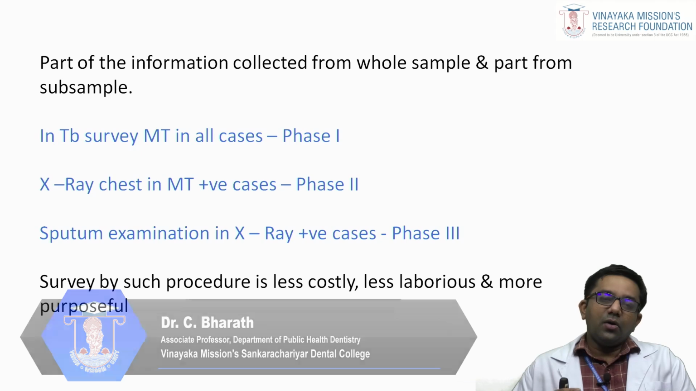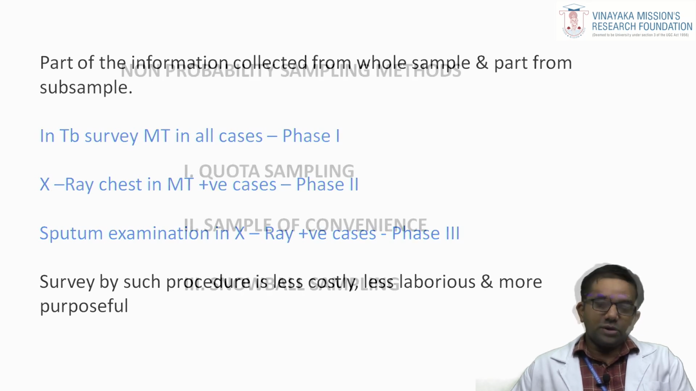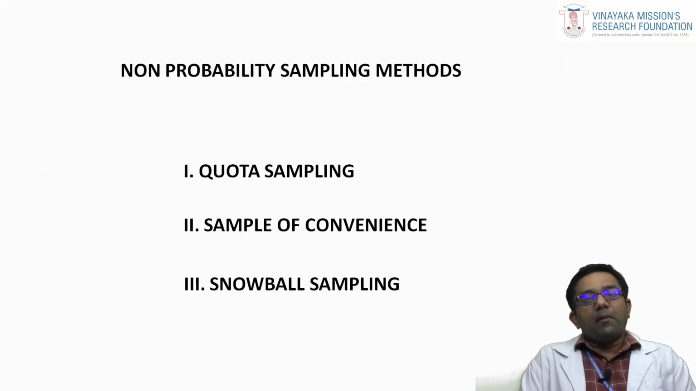So, that is you carried out the particular sampling at different phases, that is why it is known as a multi-phase sampling. So, in the first phase you select the population, and then perform a chest X-ray in the second phase. In the third phase you conduct sputum examination. So, that means you go for different phases, that is why it is known as a multi-phase sampling procedure. Okay, till now we saw about what is probability sampling.